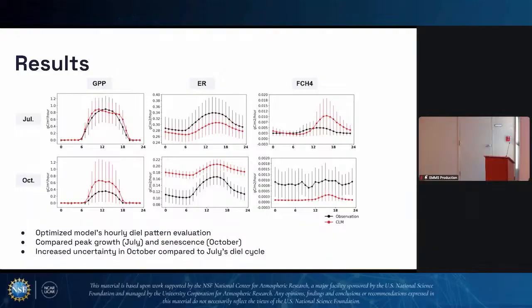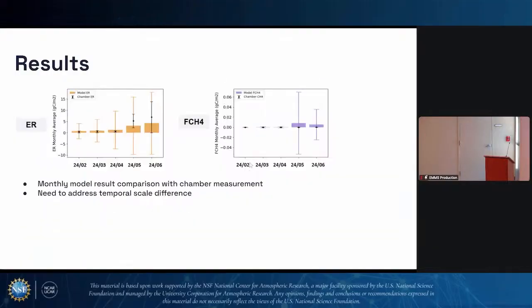We also compared the model's hourly diurnal pattern, and we focused on the peak growth season in July and the senescence period in October. The results showed increased uncertainty in October compared to July's diurnal cycle. This indicates there is greater uncertainty to be treated during winter and non-growing seasons. Since we are also doing monthly chamber measurements for these carbon fluxes, we compared the monthly model results with the chamber measurements. Though they were within similar ranges, we need to address the temporal scale differences, because these chamber measurements were conducted only once a month and during peak daytime hours, between 10 a.m. to 2 p.m.